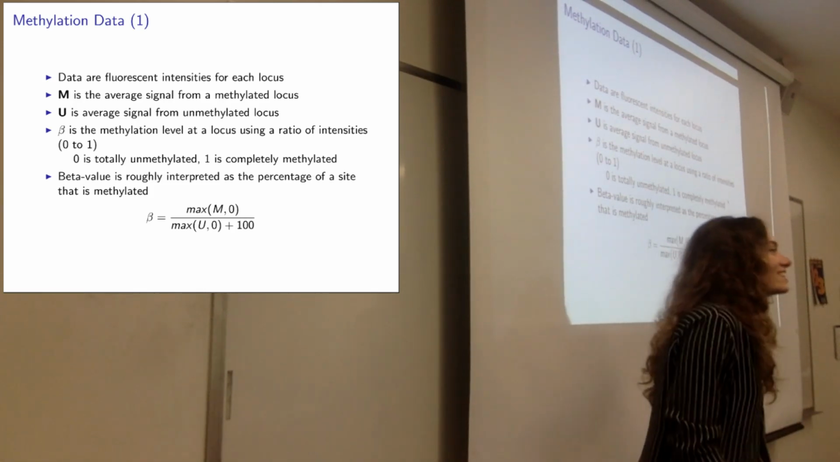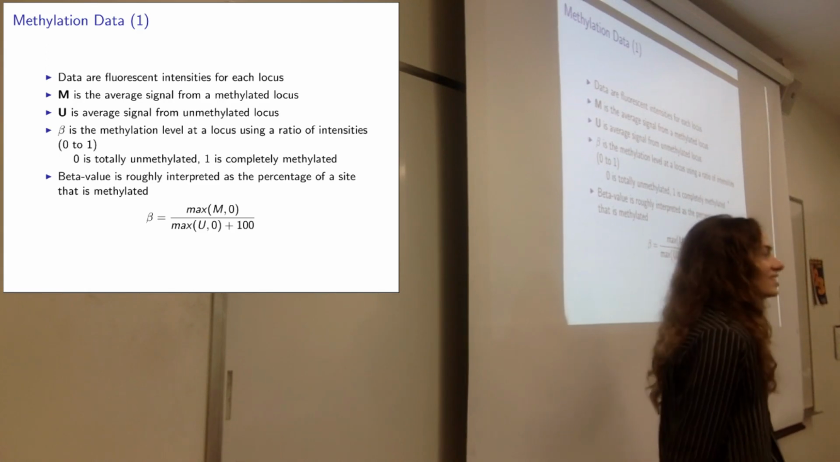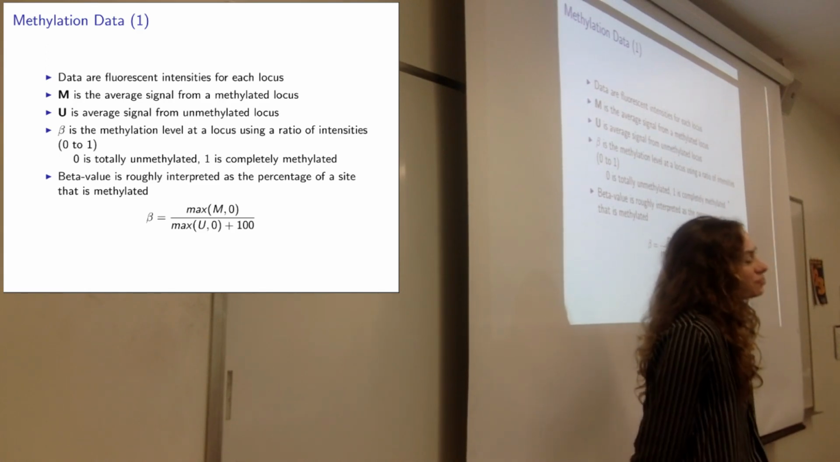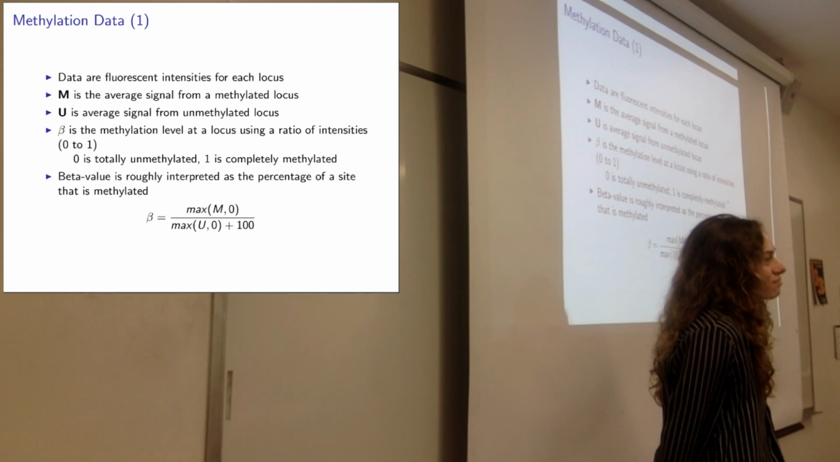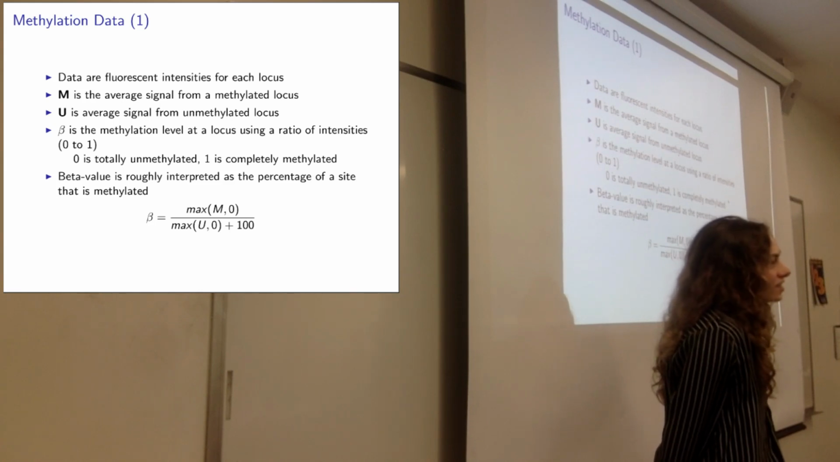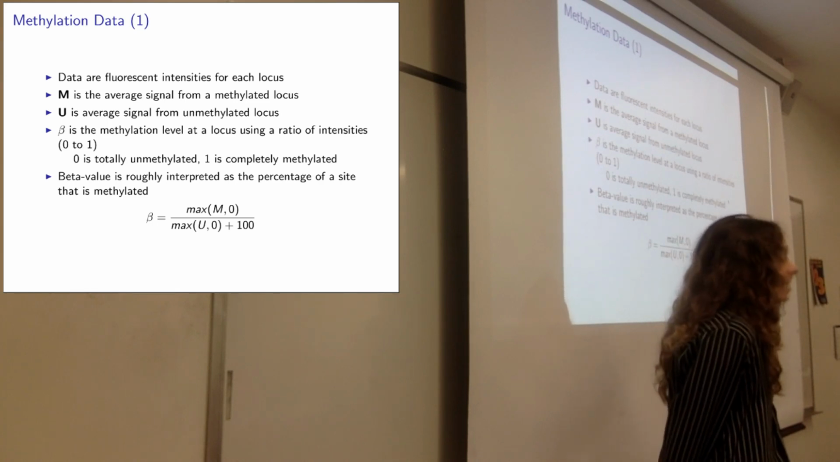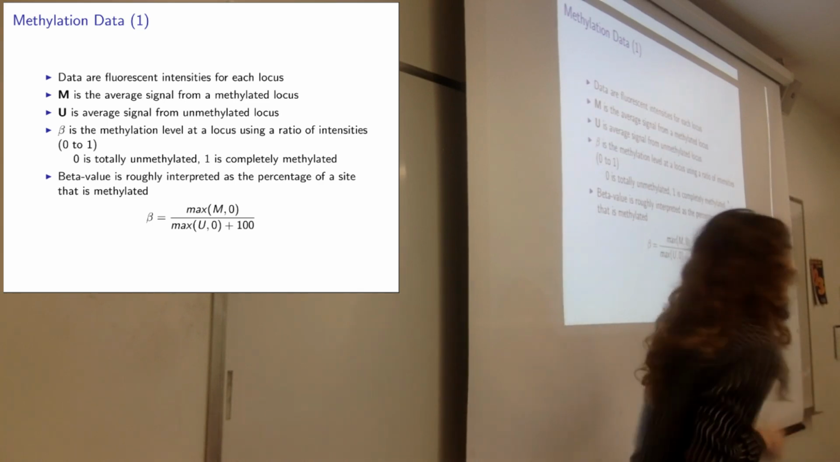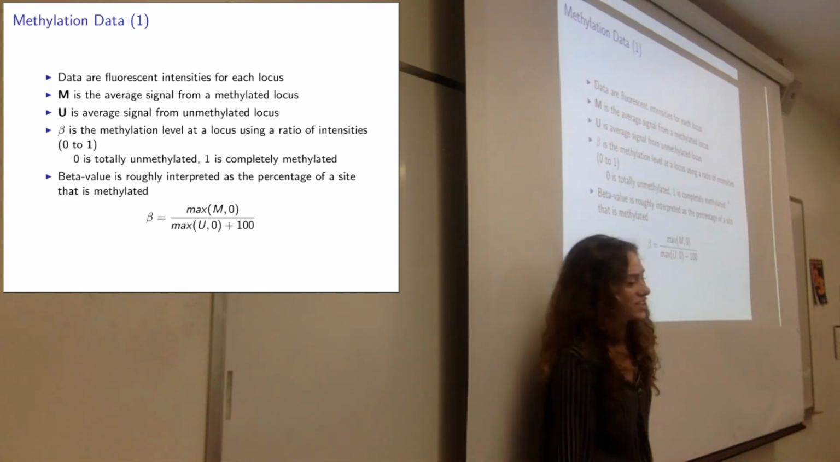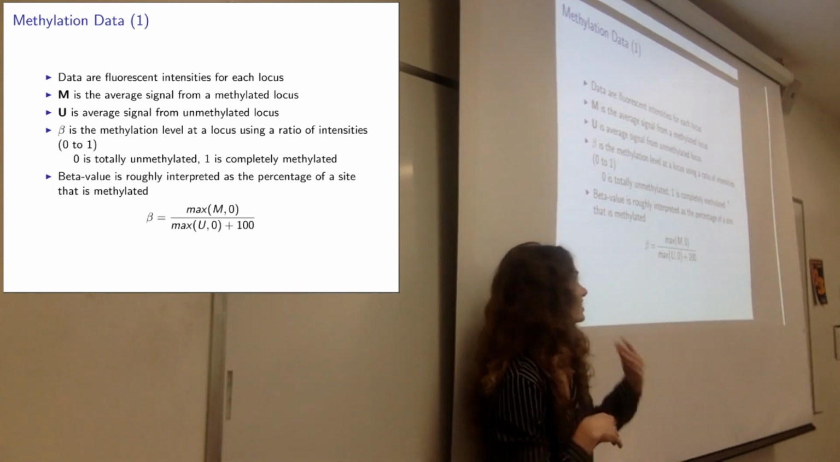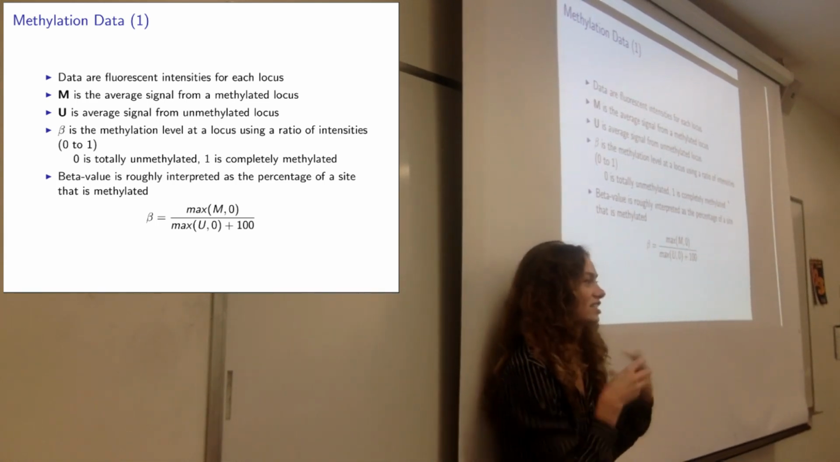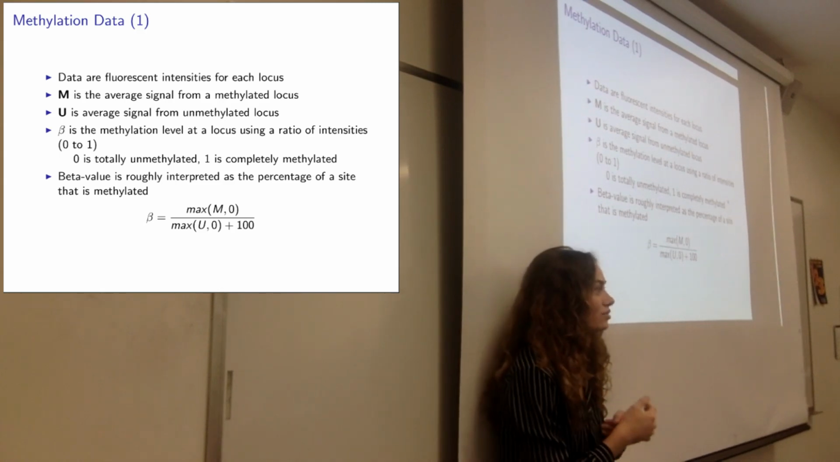Just curious, in experiments, how can people really record the fluorescent intensity from one locus? On a microscope? No, not so. That's a good question. It's very interesting. So you have ACTGs, and it's actually called bisulfite sequencing.